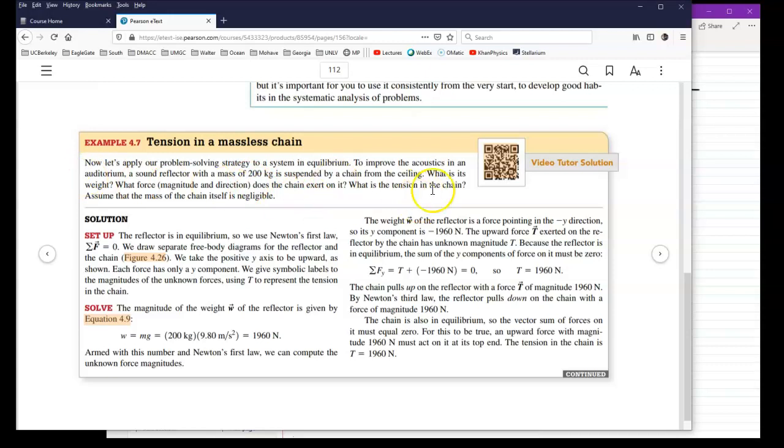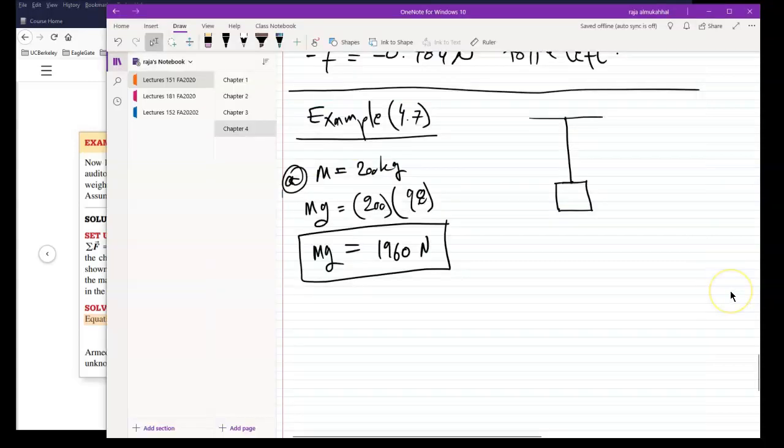Oh, there's no parts. Anyway, okay. So what is its weight? What force, magnitude and direction, does the chain exert on it? Okay, well, before we do that, let's draw the vector, the free body diagram. Well, what are the forces here? Well, we got the weight right here, mg, right? Now, let me ask you this question. Do we have a normal?